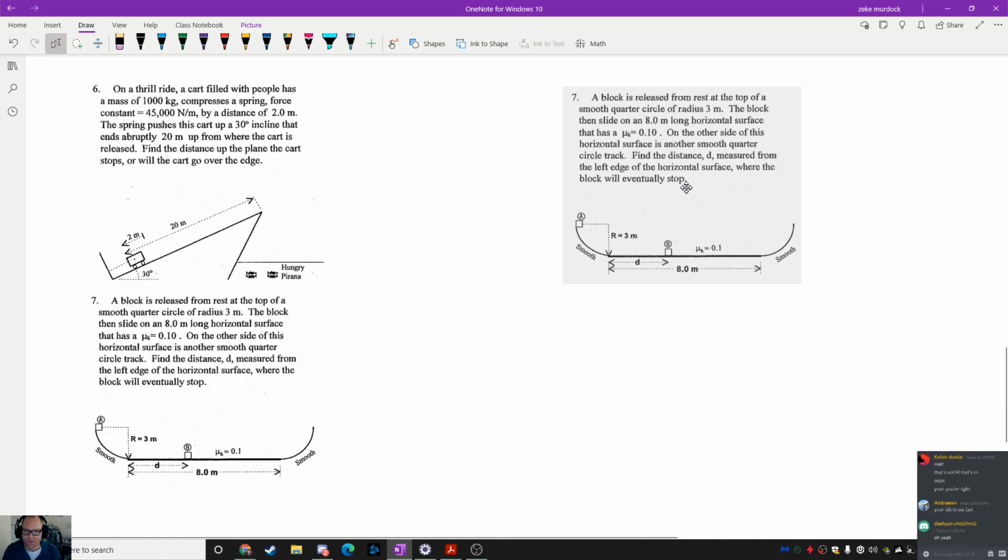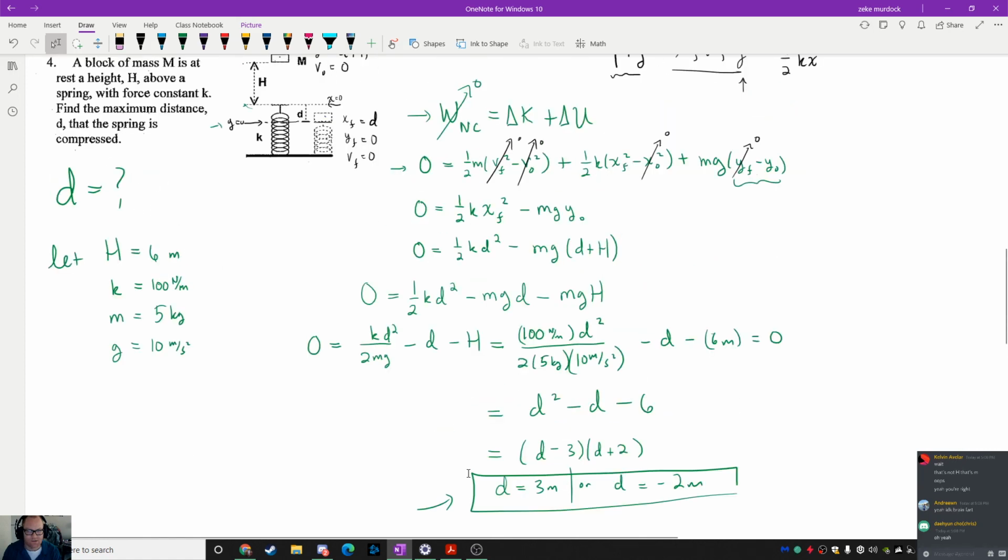And I'll just say, are there any questions about the problem we just did? So this would mean the maximum distance would be 3 meters. The negative 2 would represent something about maybe, well, we don't have to worry too much about it. It doesn't really mean anything.